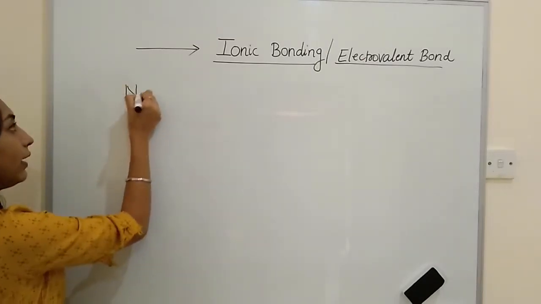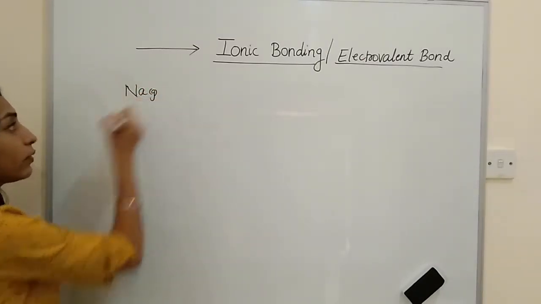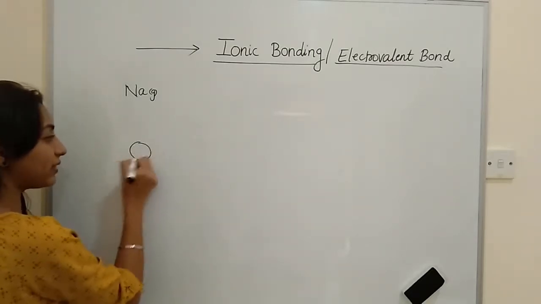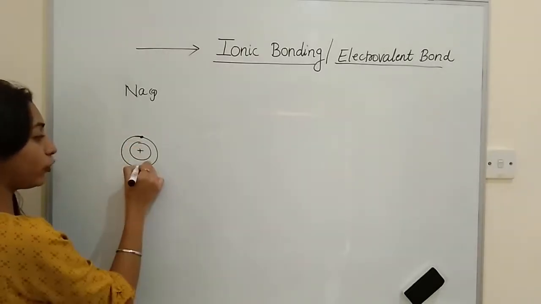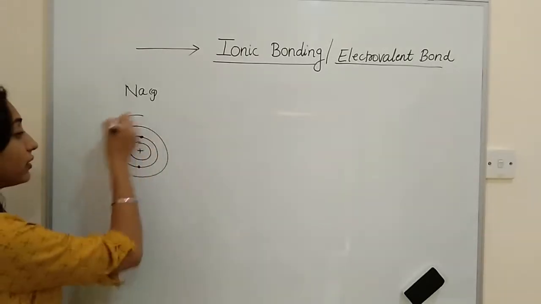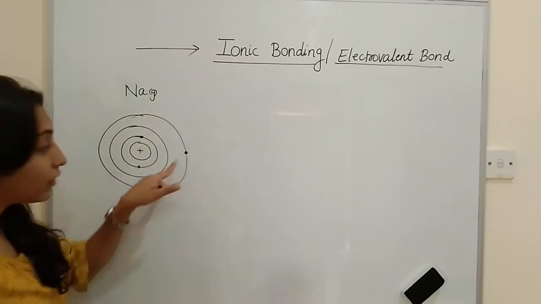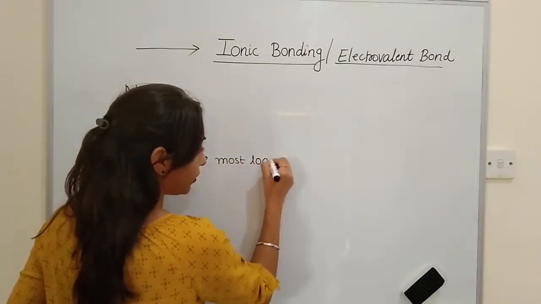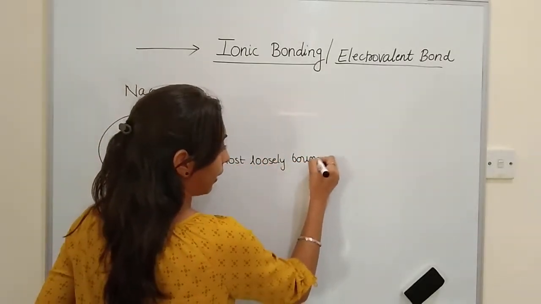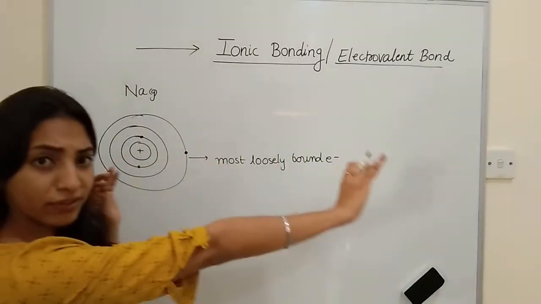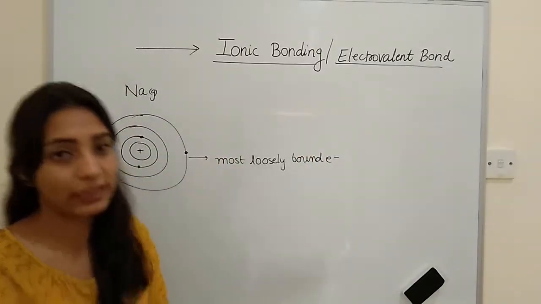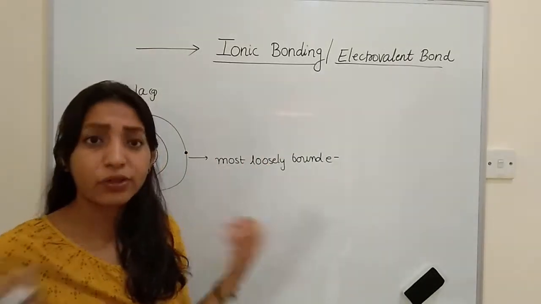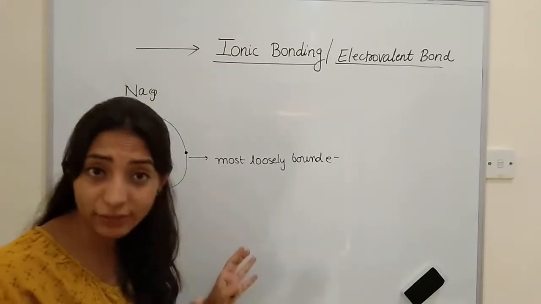See here. There is an element sodium which is supposed to be taken in the gaseous state. Now if you talk about sodium, this is the nucleus. These are 2 electrons, then 8 electrons, and then 1 electron is there. So this 1 electron is known as the most loosely bound electron, because this is far away from the nucleus. Am I right? Now this electron cannot be taken out like that. You have to give energy in order to take out this electron.